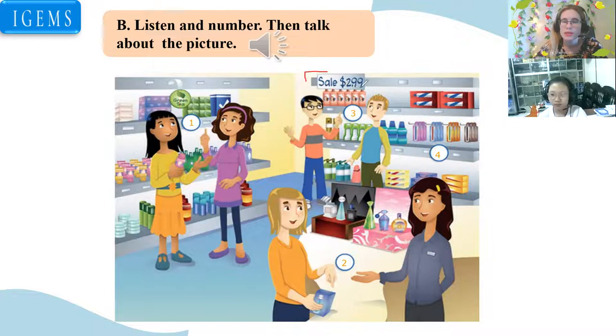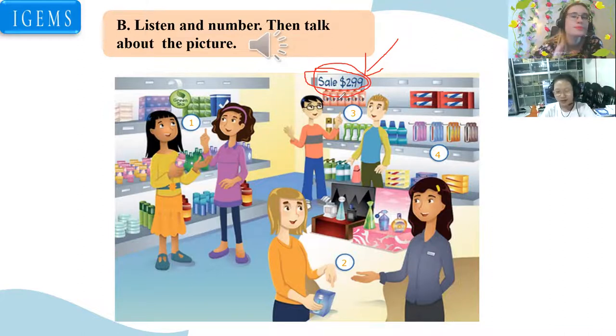Okay, so here we can see that the shampoo is on sale. I also like to buy things that are on sale. What about you? Do you like to buy stuff on sale? Me too, because it's a little cheaper. Yeah, so you get to save some money, so it's cheaper. Good work.